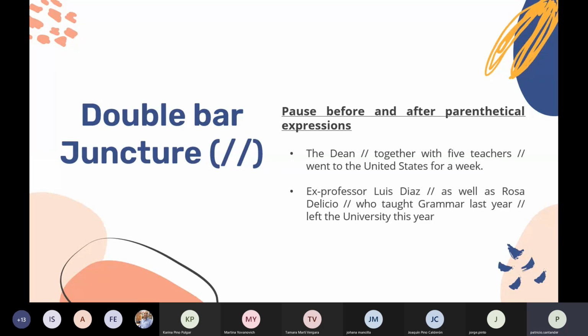I would like to ask Constanza Soto if she can read the first example, please. The dean, together with 5 teachers, went to the United States for a week. Well done, thank you. Ex-professor Luis Diaz, as well as Rosa Delicio, who taught grammar last year, left the university this year. Well done, thank you for your participation.